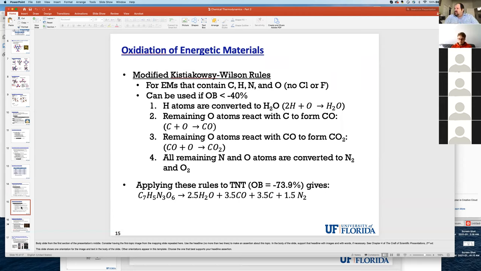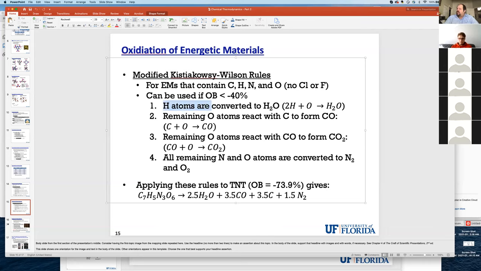Now, there are modified Kistiakowsky-Wilson rules. Again, strictly speaking, these are for energetic materials that contain carbon, hydrogen, nitrogen, and oxygen, and do not contain chlorine or fluorine. These are typically used if the oxygen balance is less than minus 40%. Again, these were developed just based off of empirical observation. Essentially, the modified Kistiakowsky-Wilson rule just switches step one and step two.